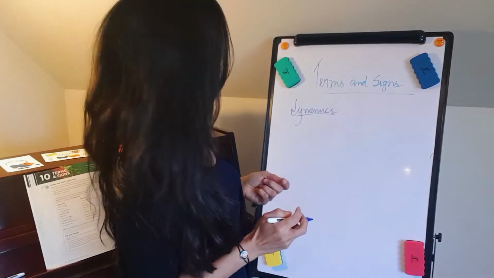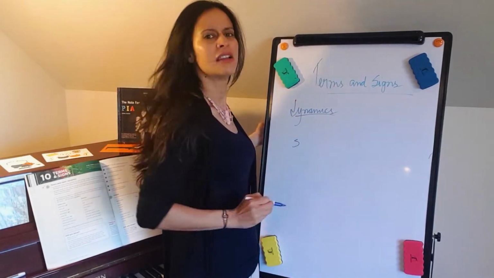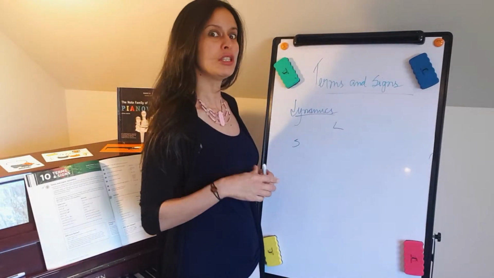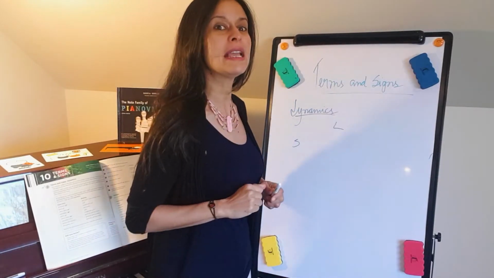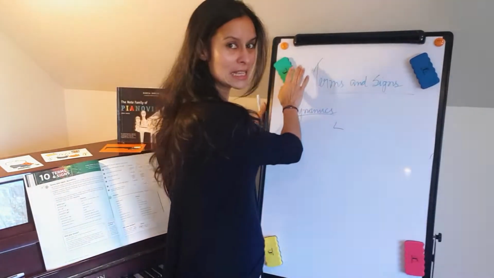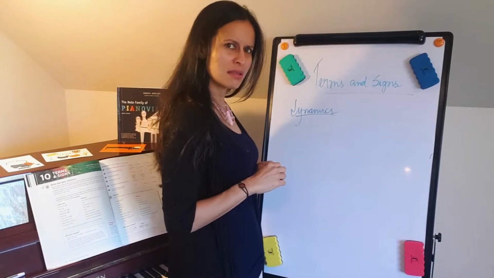Okay, soft starts with the letter S, and loud starts with the letter L. But you already know that we don't use the English language in classical music. We use the Italian language. What do you mean? Why is that?